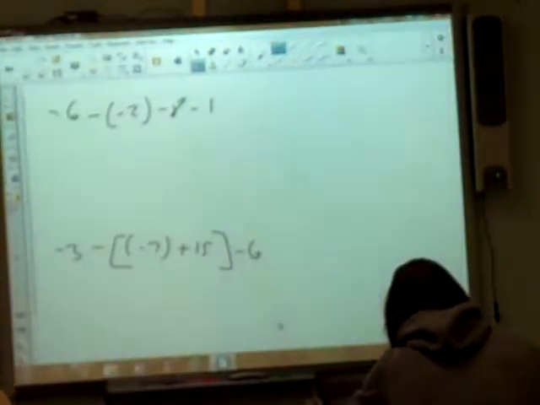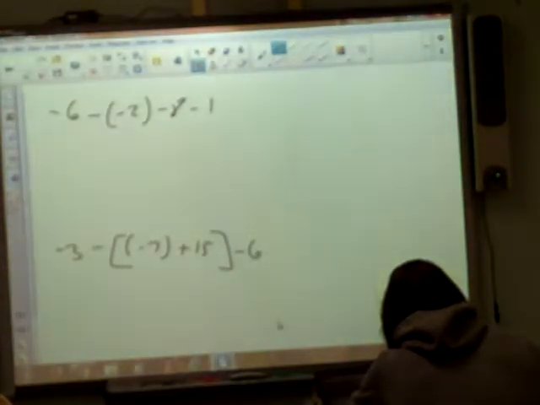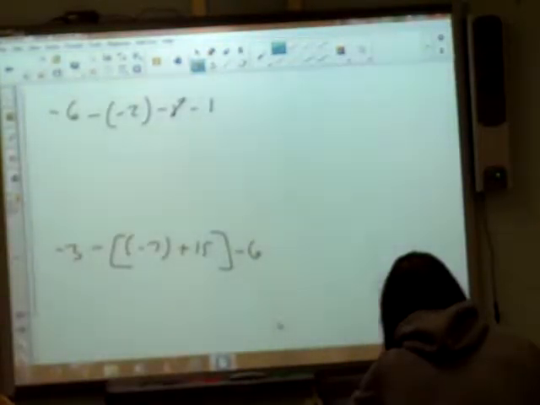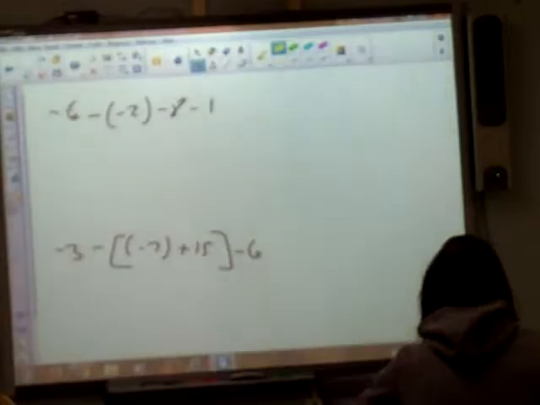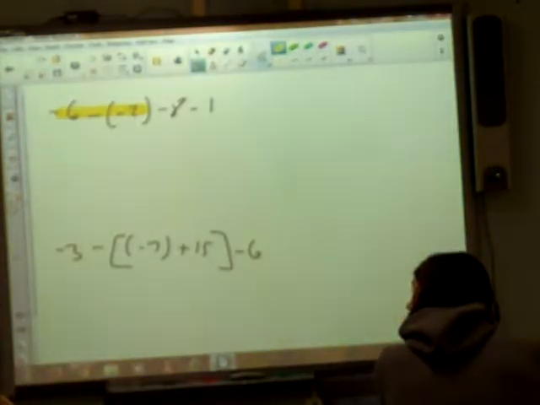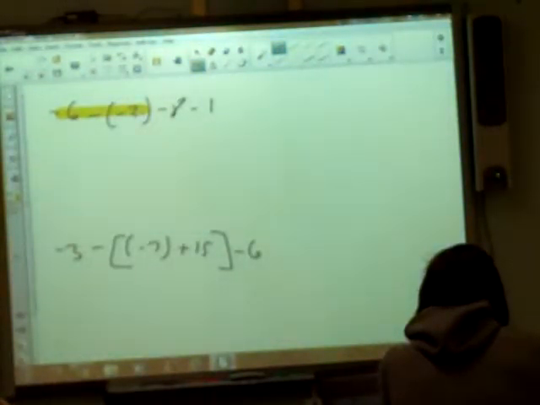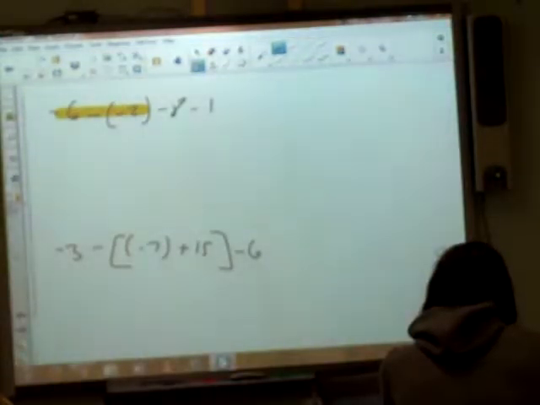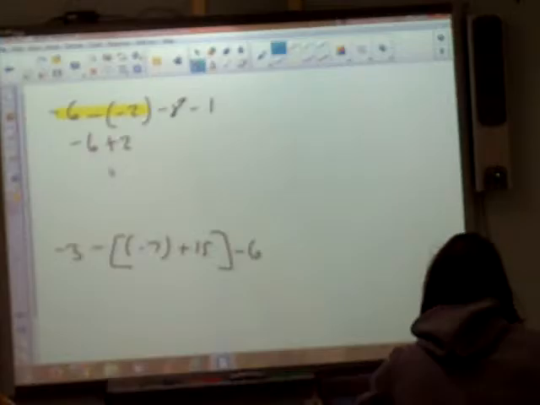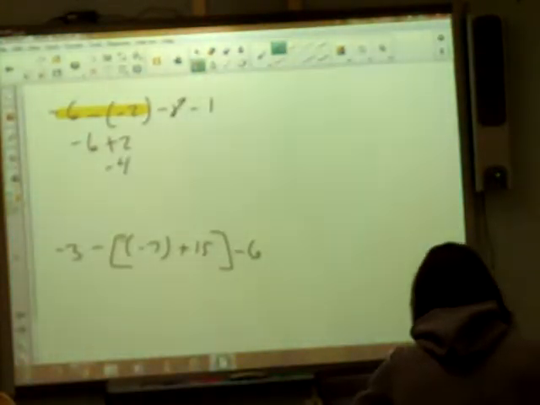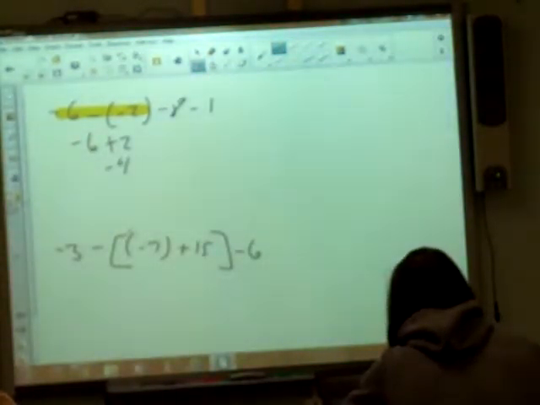Like we did on the bell work, on number one up there, the only signs I see are subtraction, so I don't have to worry about order of operations. When it's all subtraction, I'm just going to work left to right. So I'm going to take the first two terms and do the operation on that. Looking here, I'm saying negative 6 minus negative 2. Is that good so far?